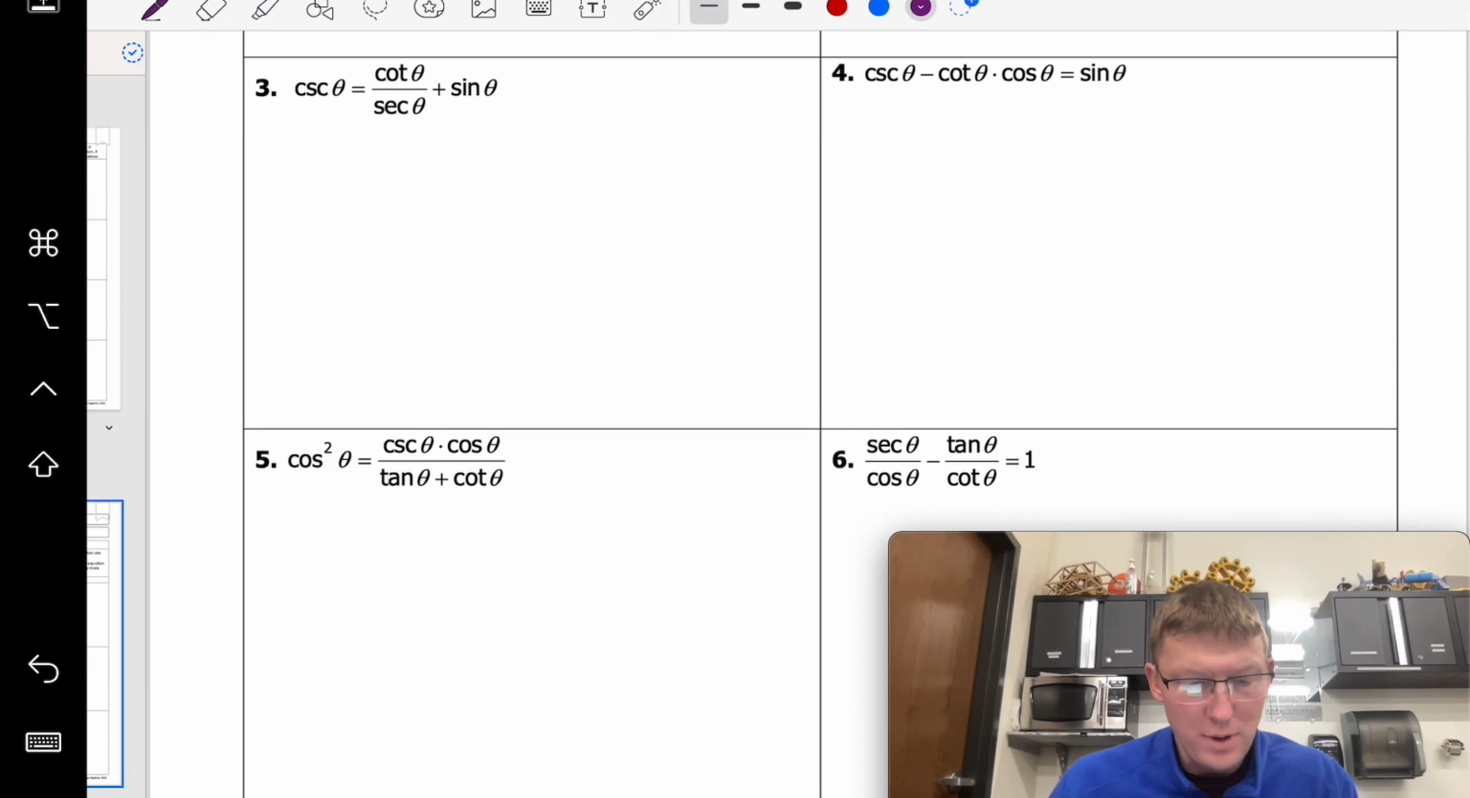Okay, looking at number 3, we've got cosecant on one side and we've got a bunch of garbage on the other side.